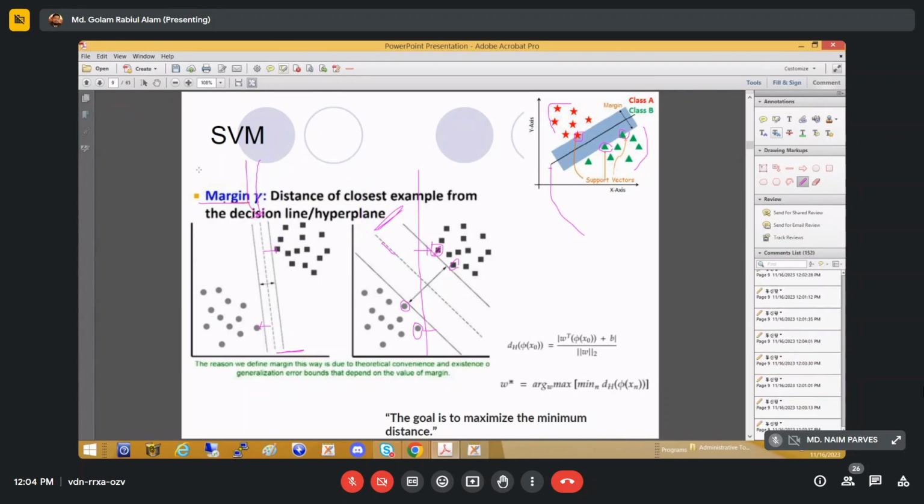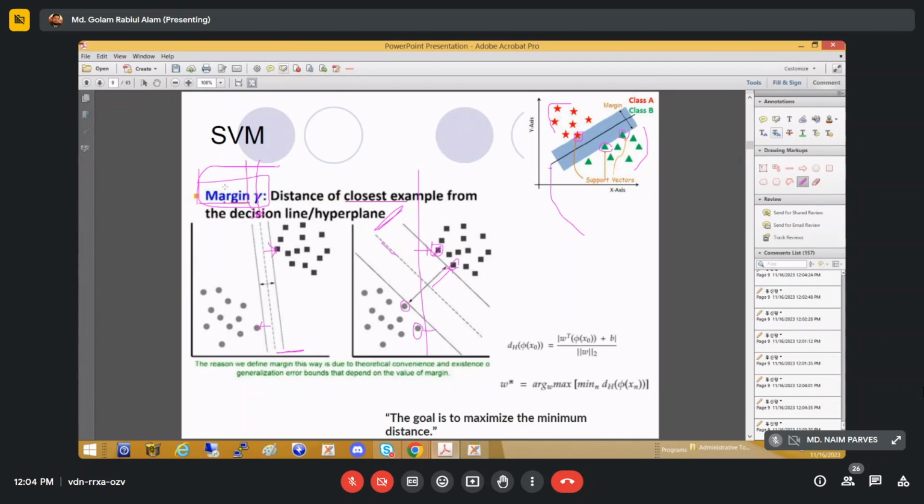So now we need to understand the margin. The distance from the closest example to the decision line or hyperplane is our margin. So we can say that this is our margin, this is the margin of this hyperplane. And we need to maximize this margin.